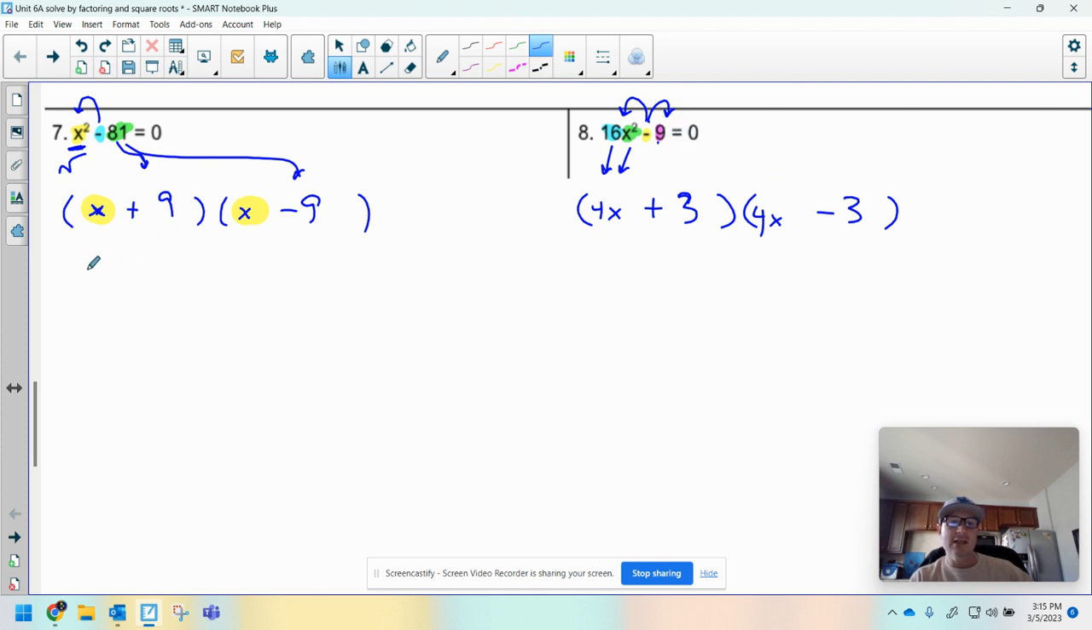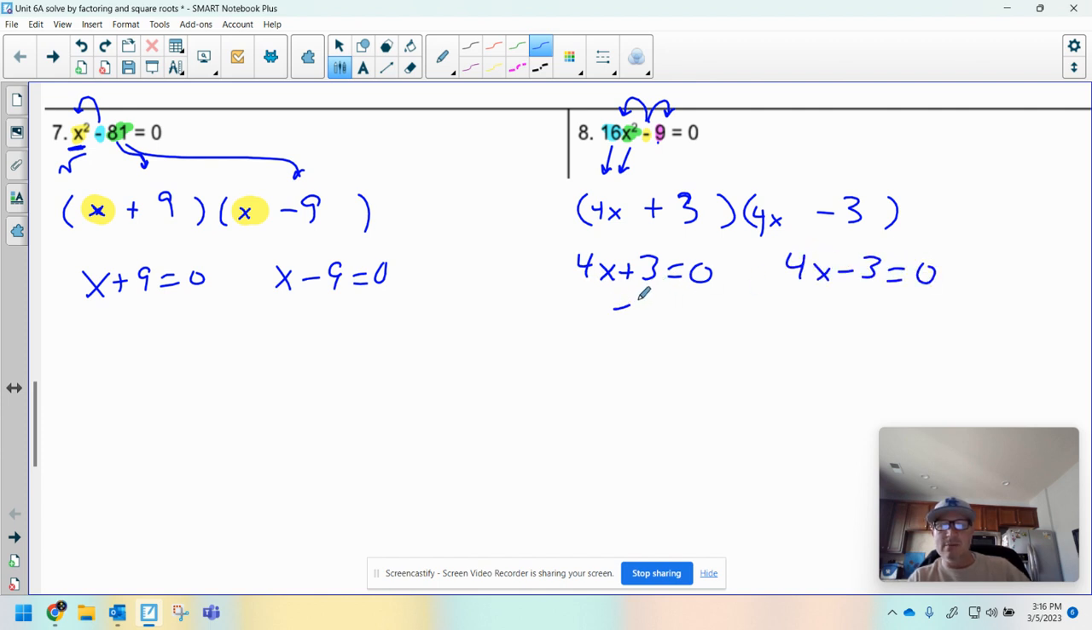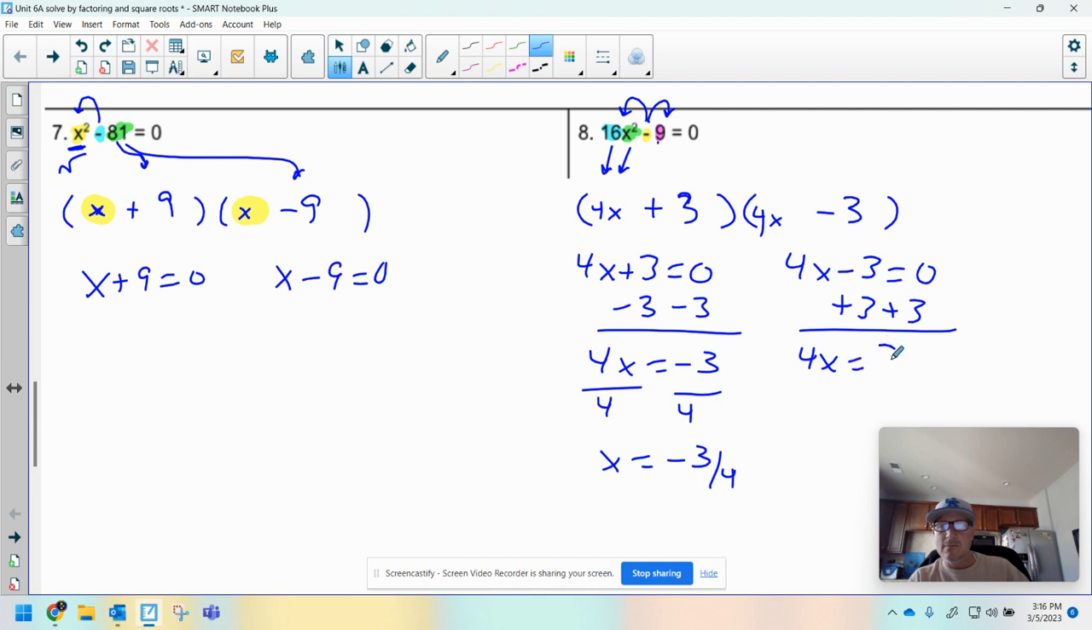Now we do have to set these equal to 0. x plus 9 equals 0. x minus 9 equals 0. I trust you can solve those by now. 4x plus 3 equals 0. 4x minus 3 equals 0. I'll help you out with these. Minus 3, minus 3. 4x equals negative 3. Divide by 4. And we're going to get x equals negative 3 over 4. On this side, we're going to get x equals 3 over 4.